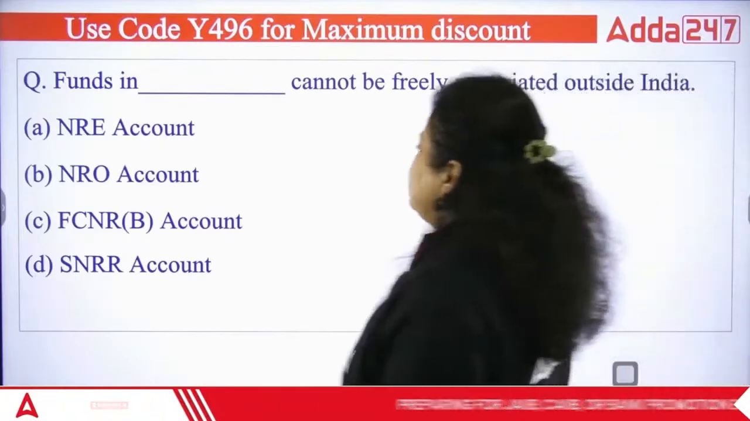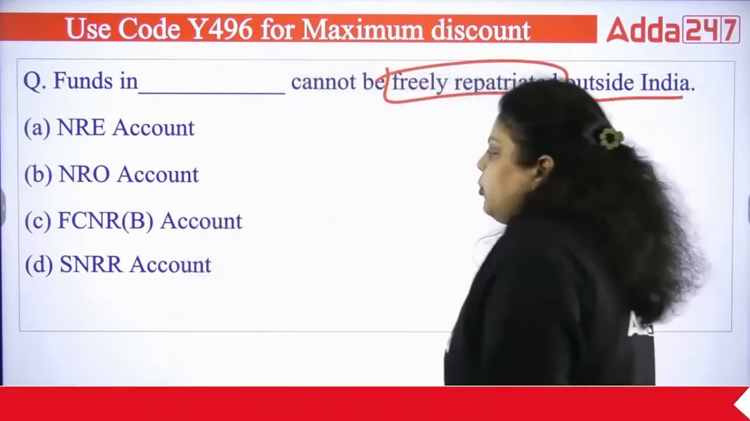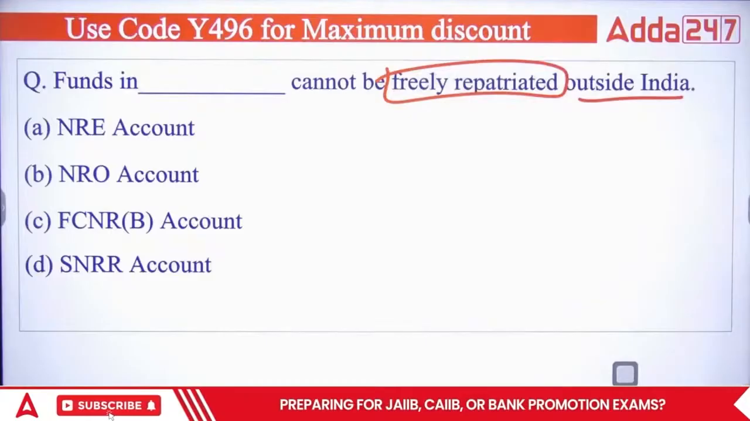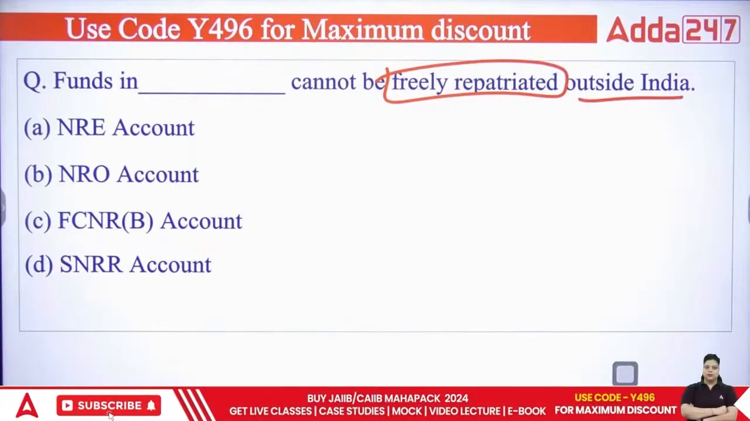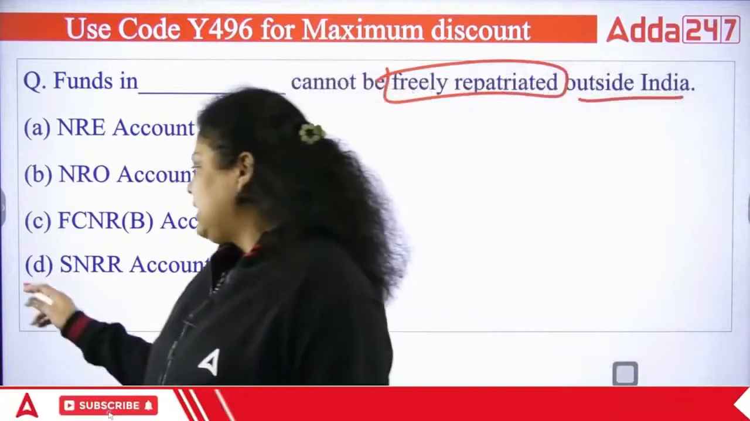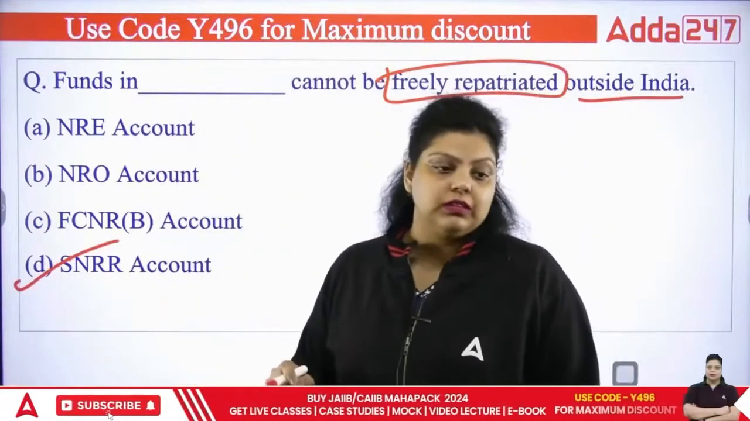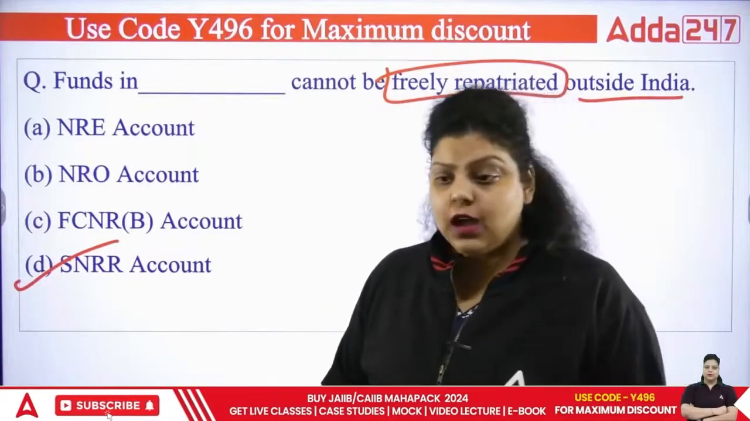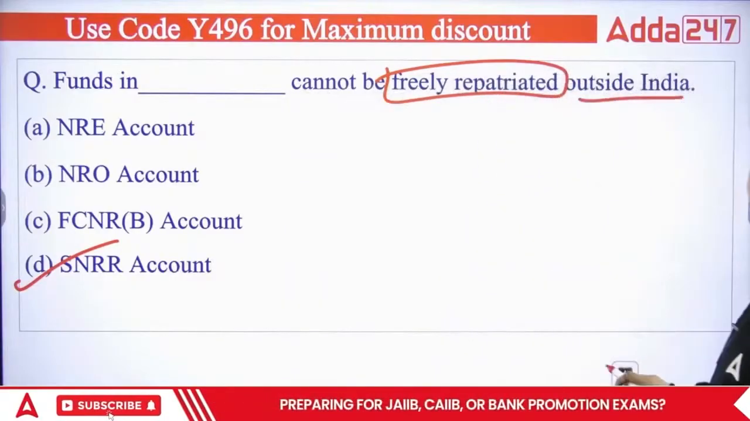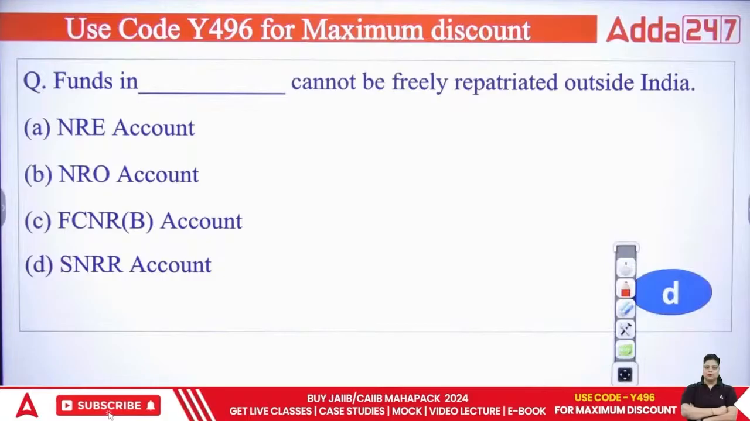Now, funds in Dash account cannot be freely repatriated outside India. So, which of the following account it is from where you cannot repatriate the fund outside India? A, B, C or D. Now, because the SNRR account will be open for the business purpose, when the foreign national wants to do business in India, that's why they are opening this account, and that's why the D option will be your right answer. In the SNR and SNRR account, it is not allowed. Okay, so your right answer will be D.